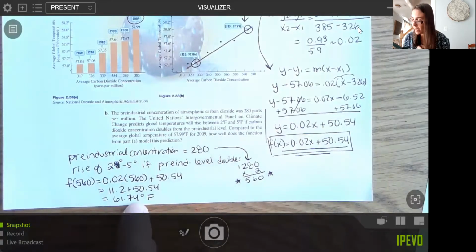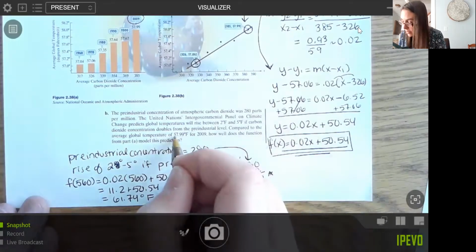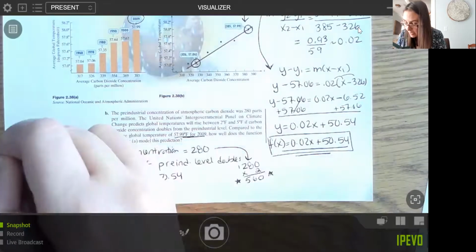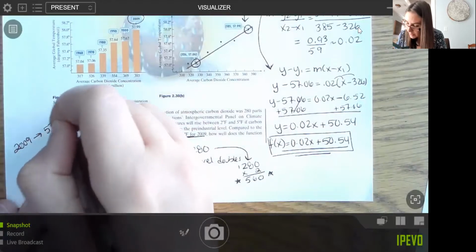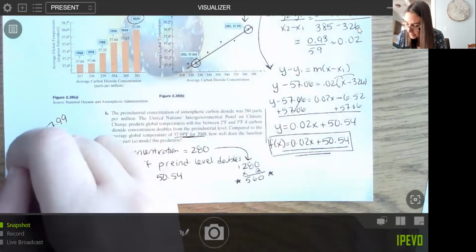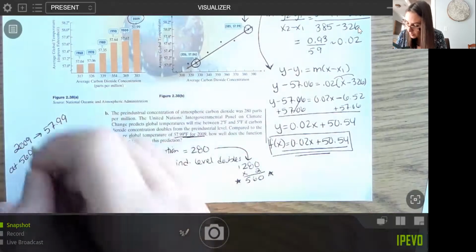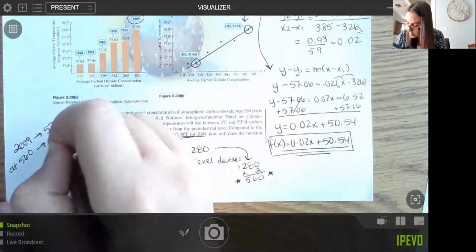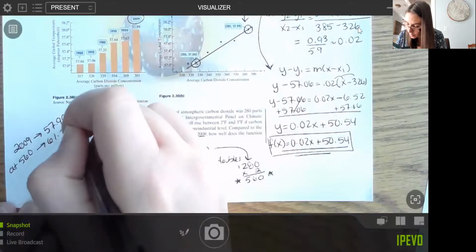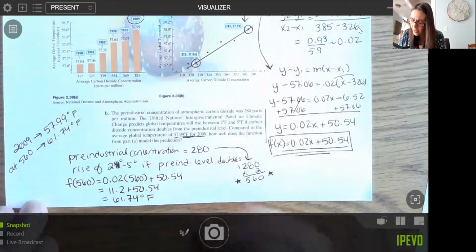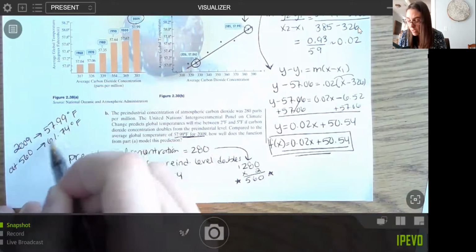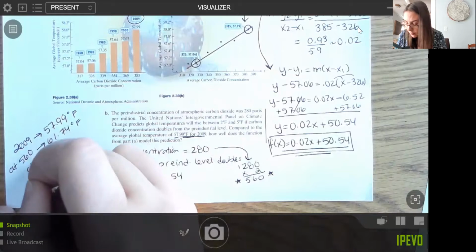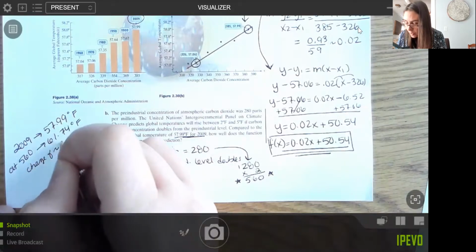So how does this compare to the temperature now? Well, or in the problem. So I guess now is 2009, right? So in 2009, that temperature is 57.99. And then at 560 parts per million, we're predicting a temperature of 61.74 degrees Fahrenheit. So if I look at the change here, so this is about 58 degrees. This is about 62 degrees. This is a change of about 3 degrees Fahrenheit, right?